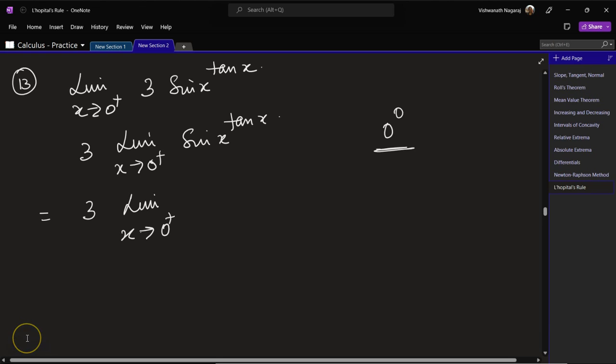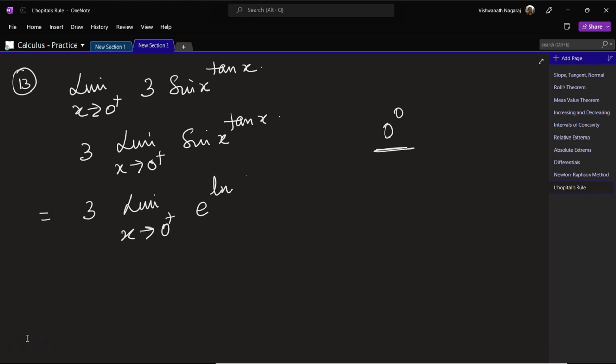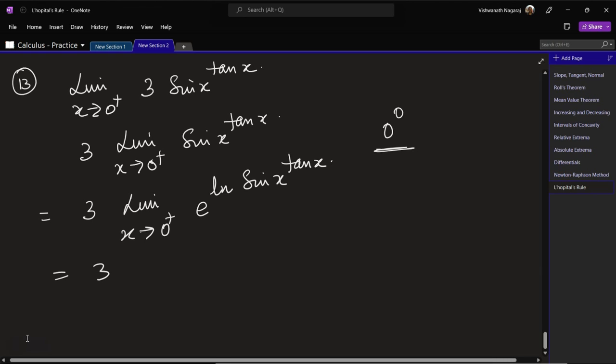Let's use a trick. Let's do exponentiation and then natural log. What happens? They cancel out each other. So we can write this like this. Now, logarithm rules say that the exponent we can bring in front of the natural log. So tan x natural log of sin x.